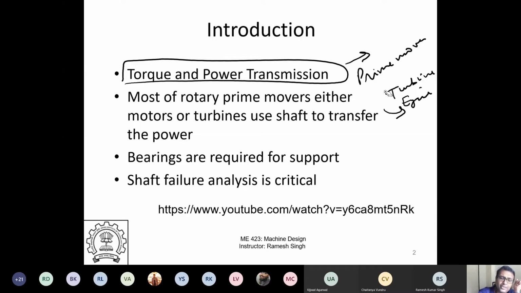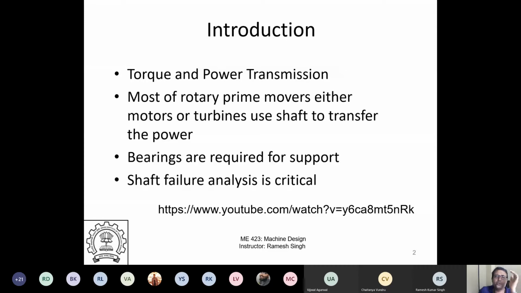And if you have a gas turbine, the gas turbine would drive something. It will drive a generator to create power, or a steam turbine. The steam turbine will drive a generator, and the generator will generate power. So wherever you have to transmit either torque or power, you would need a shaft. That's the primary activity of a shaft: to transfer torque and power.